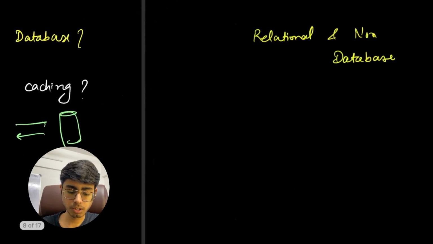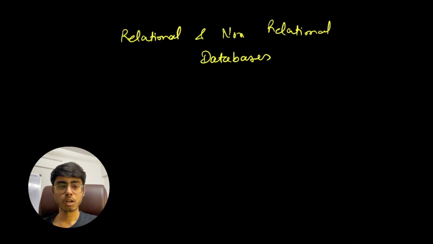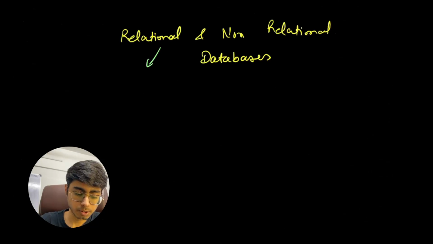Okay, caching we understood. Now, relational and non-relational databases: when to choose which type of database. So, relational and non-relational. First of all, first point, whether your data is structured or non-structured. Let me write it down. Structured.